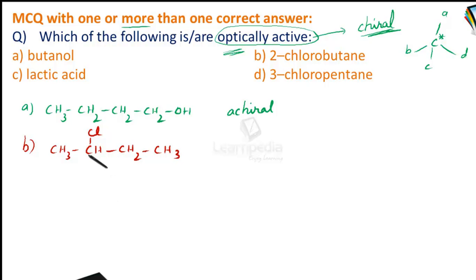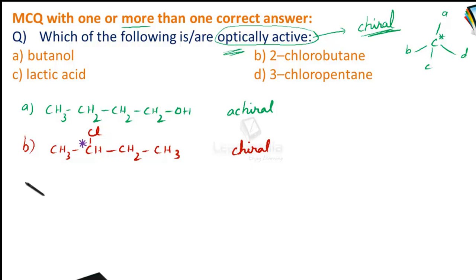And see here, if this is the carbon, this is attached to 4 different groups. One is methyl, one is chlorine, one is hydrogen, and the 4th one is the ethyl group. So this is a chiral carbon. As this is a chiral carbon, the entire molecule is said to be chiral. Means this one definitely exhibits optical activity. So this is one of our answers.